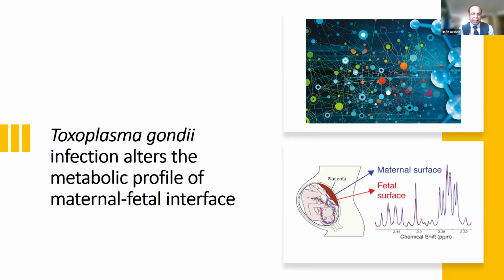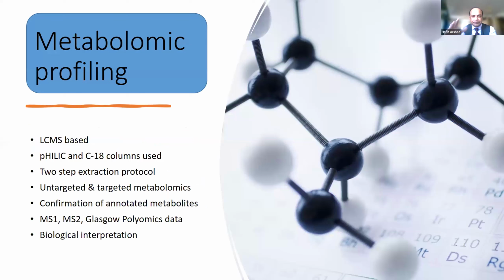So we will see that one by one. First of all, I would like to give a general mind map of what we did in this study. It was an LCMS-based study in which P-Helix and C18 columns were used, and a two-step extraction protocol was adopted for the extraction of different metabolites. Both global and targeted metabolomic profiling were carried out during this study.